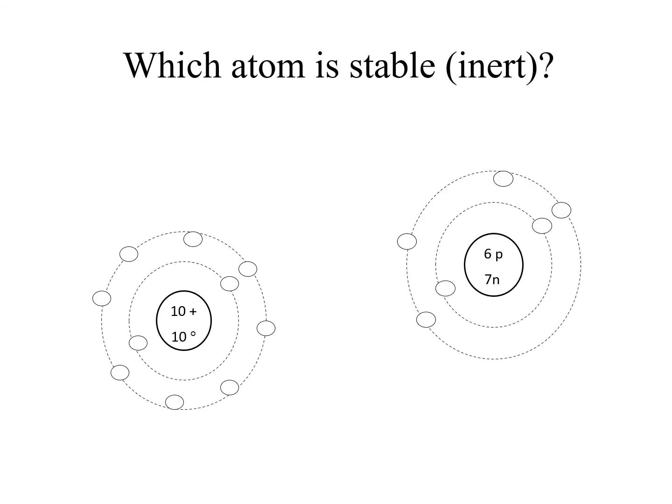Take a look at these two examples here. Which one of these is stable? Well, that is the atom on the left, and if you take a moment to count those electrons, there are in fact 8 electrons in that valence shell. So this one is a stable atom. How about this one on the right? It only has 4 electrons in the valence shell, so this one is considered to be reactive.